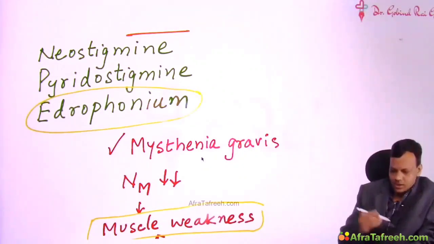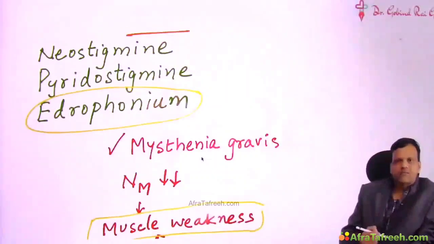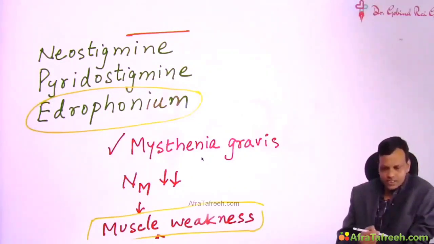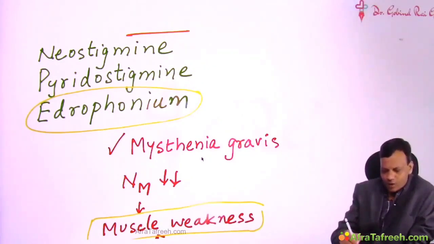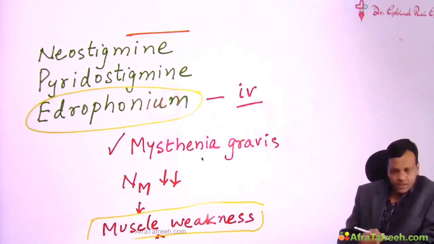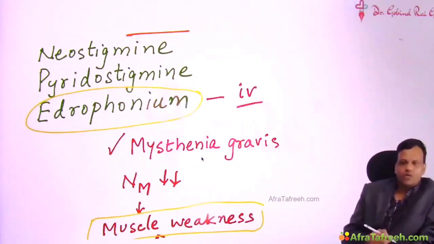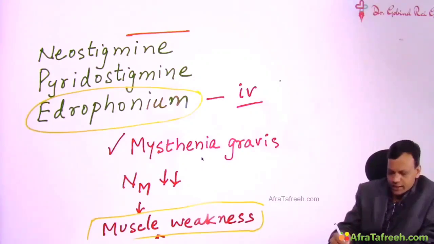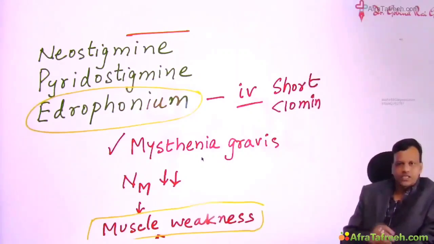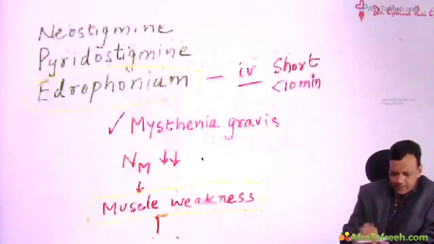So what we do is, a patient who comes with muscle weakness, suspected myasthenia gravis or cholinergic crisis, we give him edrophonium IV. Intravenous edrophonium is given. The special advantage of edrophonium is that it is very short acting. Its action remains for less than 10 minutes.